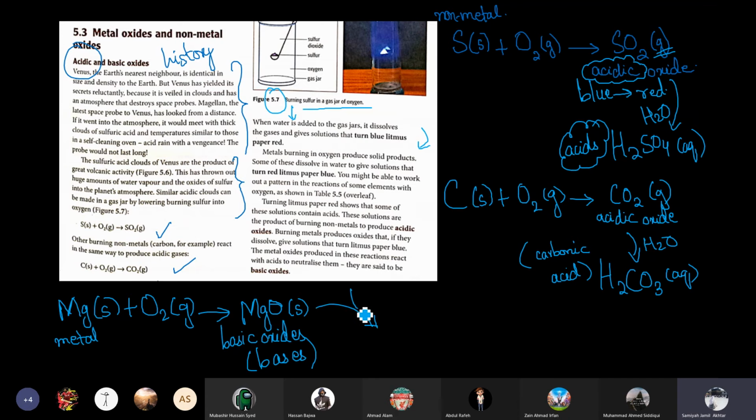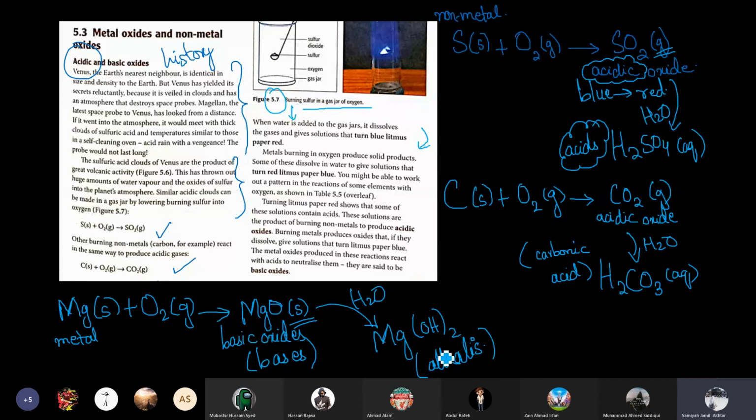And when these bases are dissolved in water, they give alkalis. Mg(OH)2, they form alkalis. Remember, bases and alkalis both are the same thing. Their properties are also the same. The difference is that bases are solids. They are not in water. When we don't dissolve them in water, they are simple oxides, solid metal oxides. They are bases. And when we dissolve them in water, they become metal hydroxides, and then they are called alkalis.